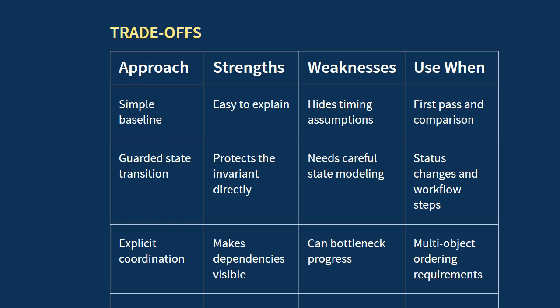The trade-off table is really a comparison of controls under different pressure. So there is no single best option. Right. Simple baselines, guarded transitions, explicit coordination, and idempotent retry safe design all solve different failure modes.